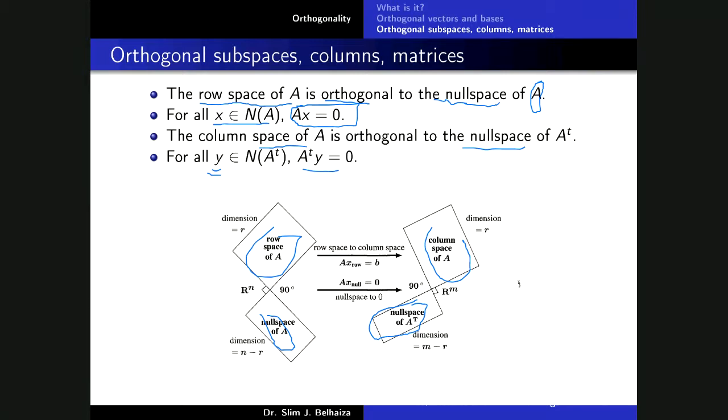Okay, just to give you a global idea of what is going on in geometry. These are perpendicular or orthogonal subspaces generated from matrix A.